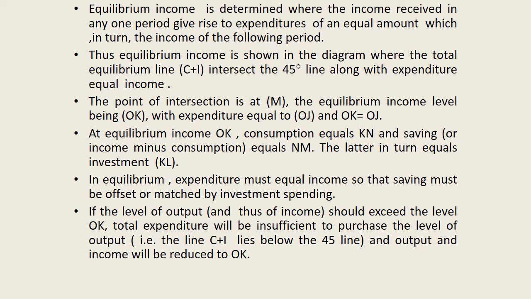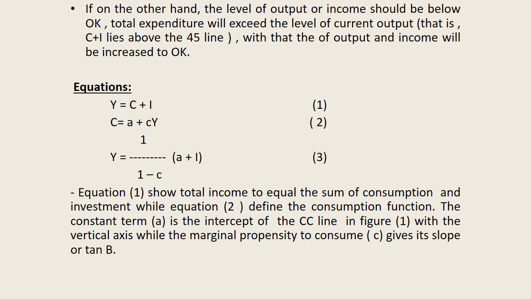If the level of output, and thus of income, should exceed the level OK, total expenditure will be insufficient to purchase the level of output. As we said, the line C plus I lies below the 45 line, and output and income will be reduced to OK. If, on the other hand, the level of output or income should be below OK, total expenditure will exceed the level of current output, that is, C plus I, which, as we said before, lies above the 45 line. With that, output and income will be increased to OK.